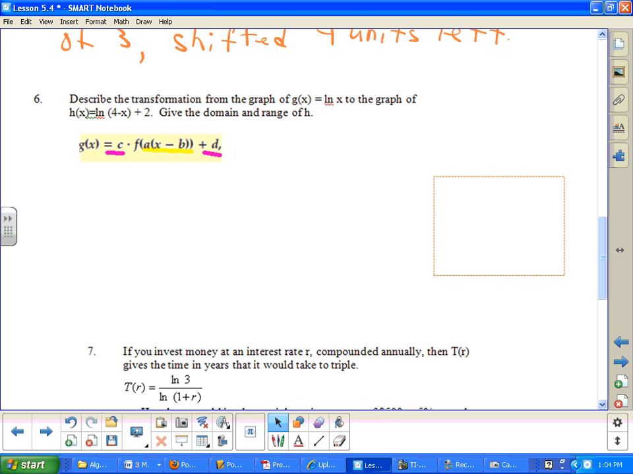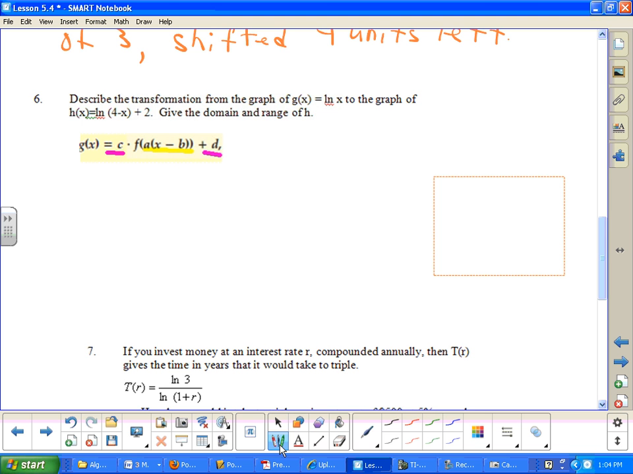So for number 6, the first thing we want to do is change it so it's in that format, which means it's x minus b. If you look at this one, it has basically b minus x, right? So we want to rewrite it in this form.